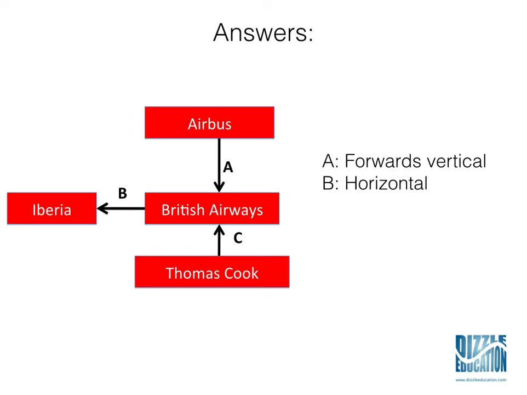B would be horizontal integration. British Airways and Iberia merging, or one taking over the other. They both do the same thing, they're both flying people around, they're both at the same stage of production. And lastly, C would be backwards vertical integration. Thomas Cook sell tickets to you as a consumer on British Airways planes. So if Thomas Cook were to take over British Airways, that's moving away from you, the consumer, and towards the production of the planes. So it would be backwards vertical integration.